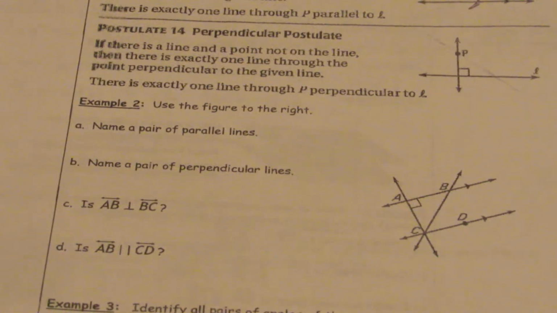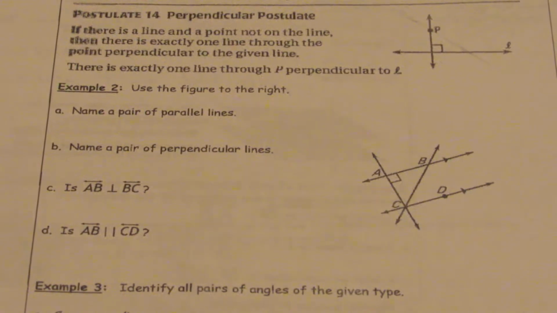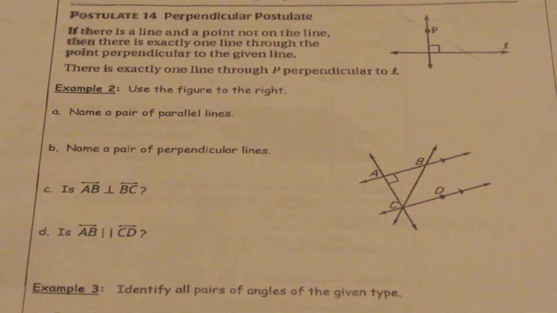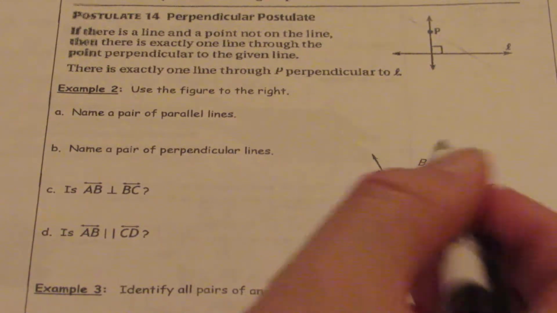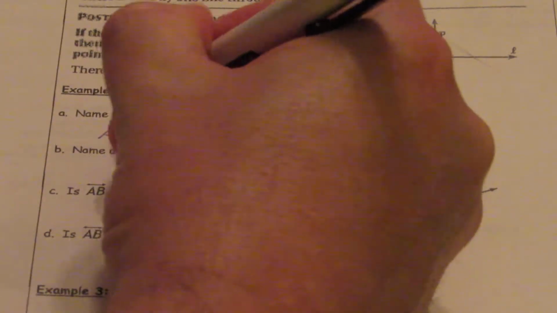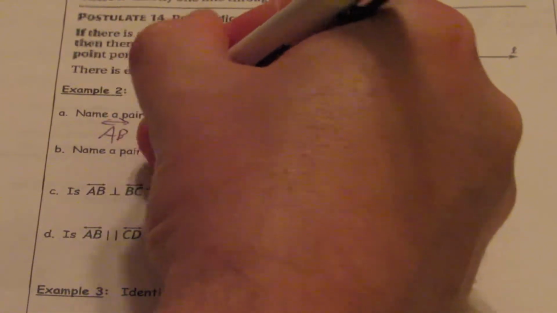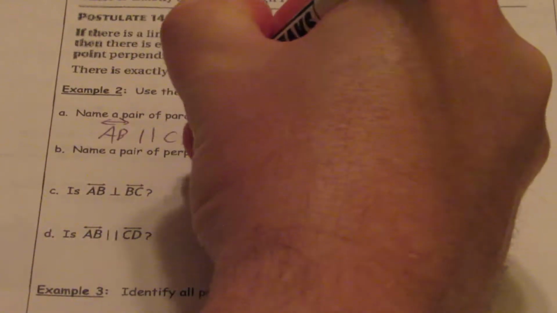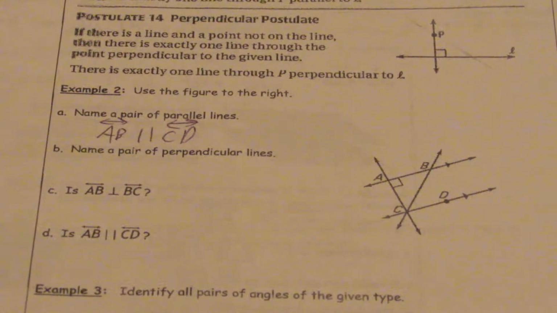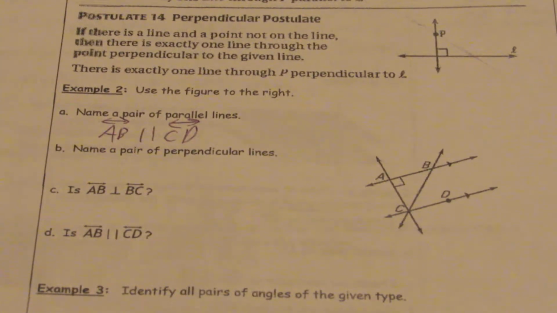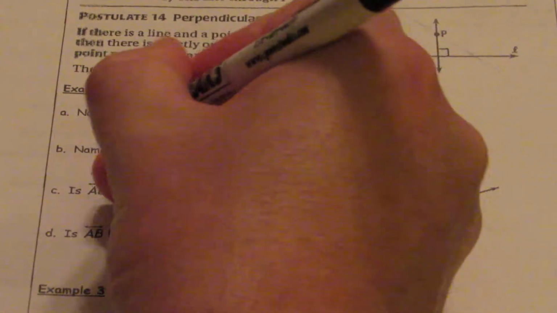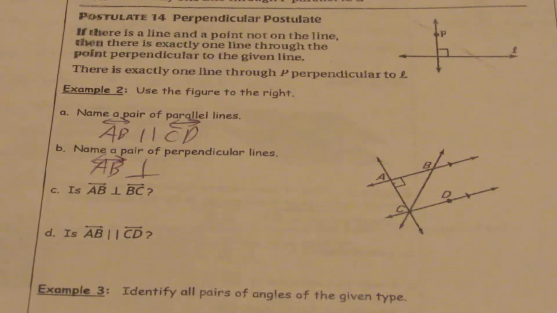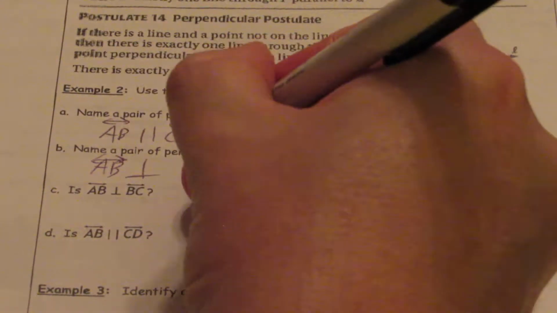And example 2 asks us to name a pair of parallel lines. So I have the arrows here on these 2. So AB is parallel to CD. Then name a pair of perpendicular lines. So I have the 90 degrees here. Right. So I have AB perpendicular to AC.